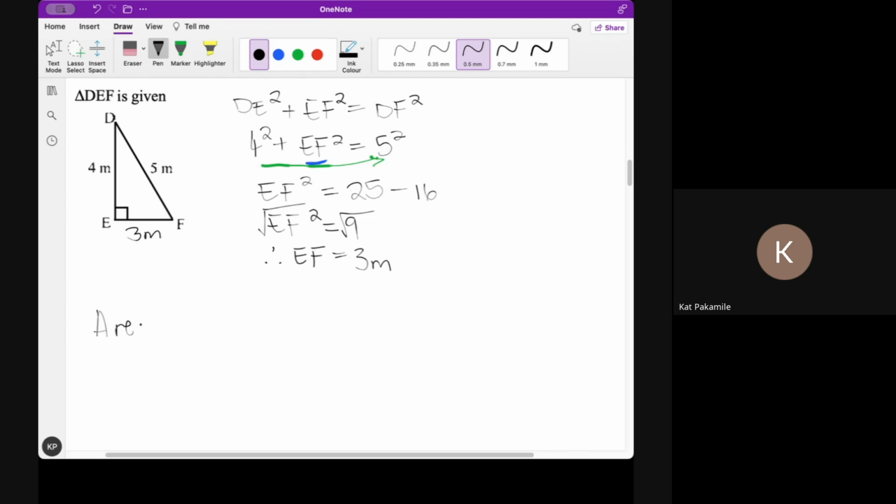Then you can move on to the area. So area equals half of base times perpendicular height. We just worked out our base, which is 3, and our perpendicular height is which one? Our perpendicular height is how much? That would be 4. And half of 3 times 4 gives us a final answer of 6 meters squared. Okay, thumbs up, thumbs down on this one.